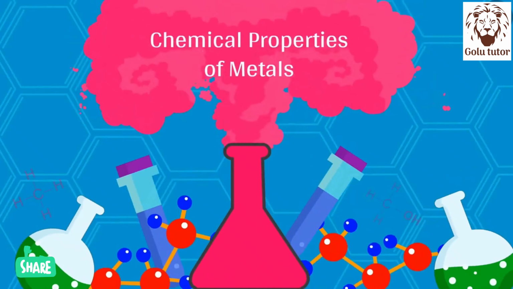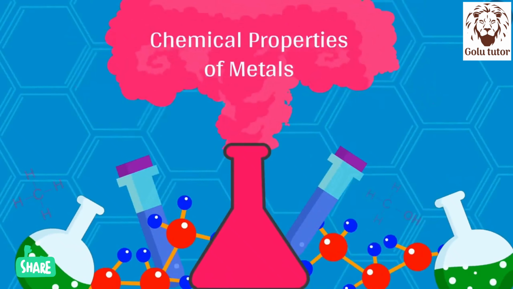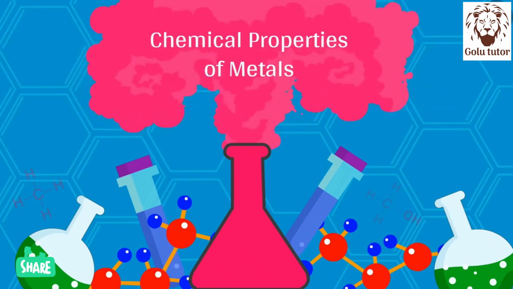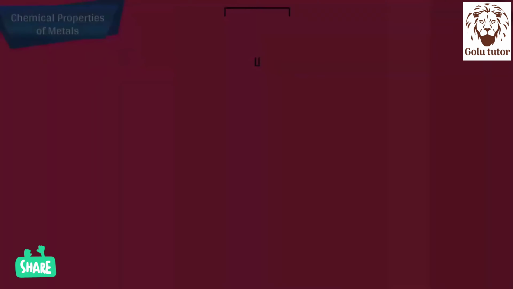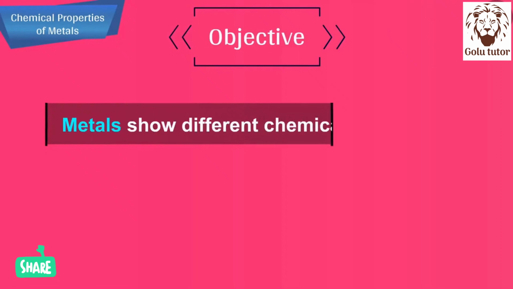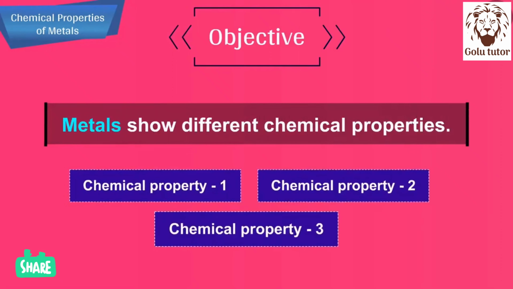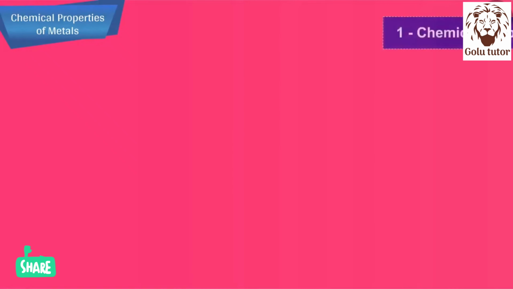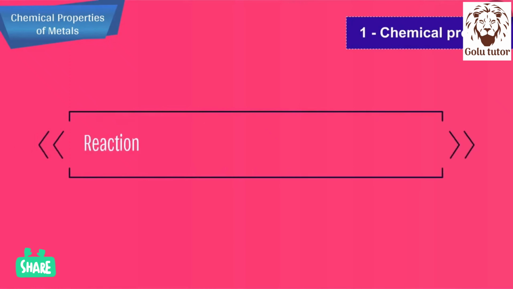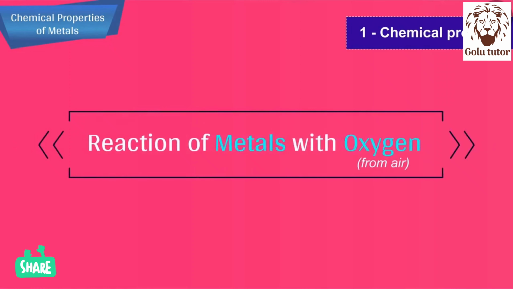The topic that we are going to cover in this session is chemical properties of metals. Metals show different chemical properties. Let's begin and study them one by one. The first chemical property of metals that we are going to discuss is reaction of metals with oxygen from air.